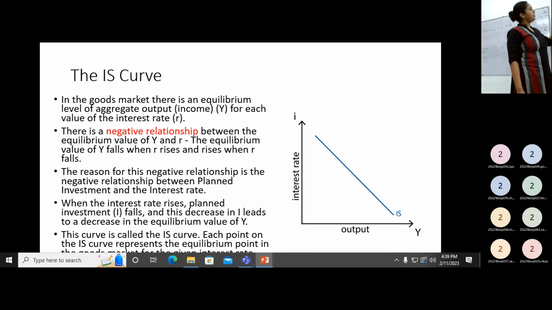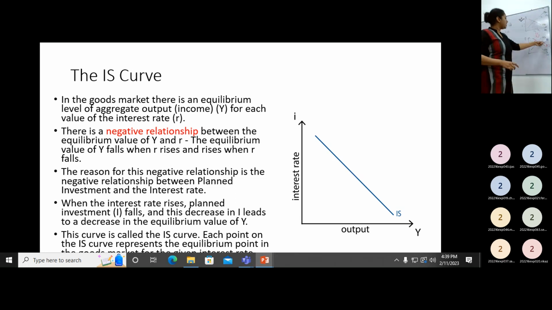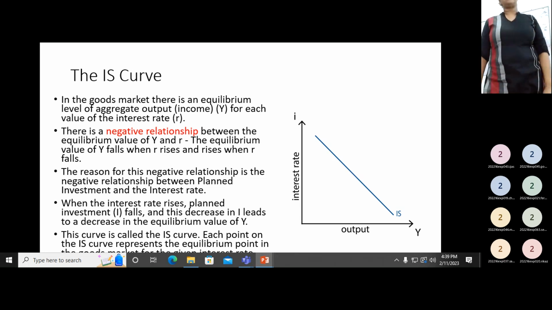And the IS curve is drawn by considering the goods market. So in other words, the IS curve actually demonstrates the aggregate demand in the economy. Is that clear? The aggregate demand is demonstrated in the IS curve.